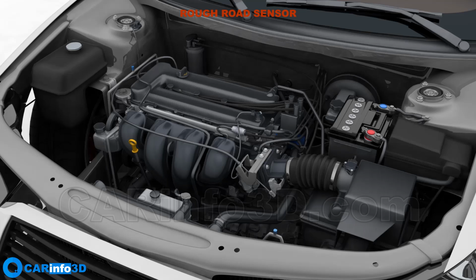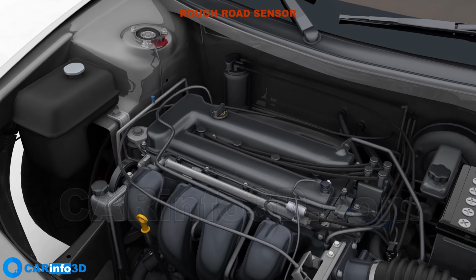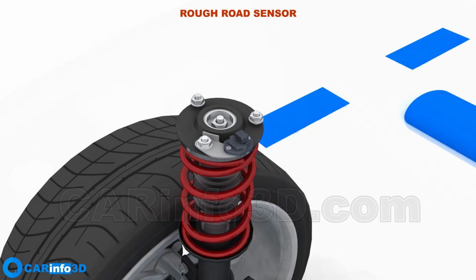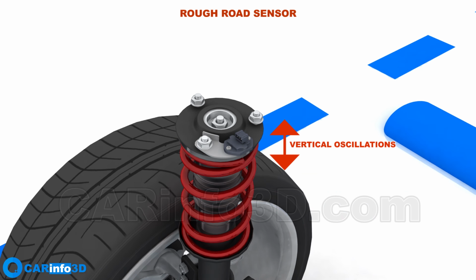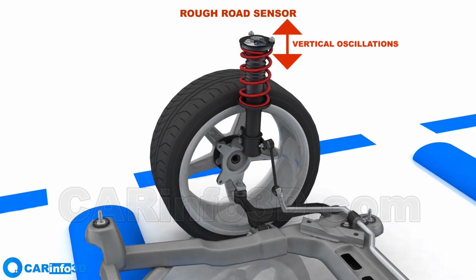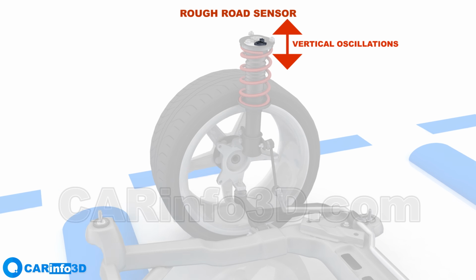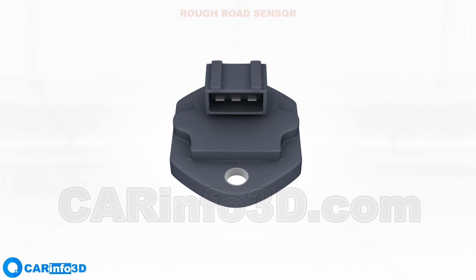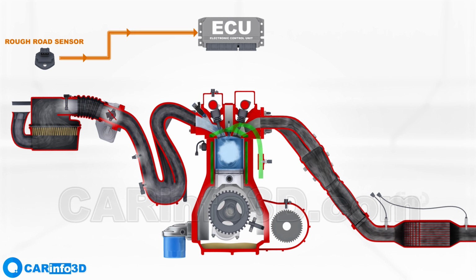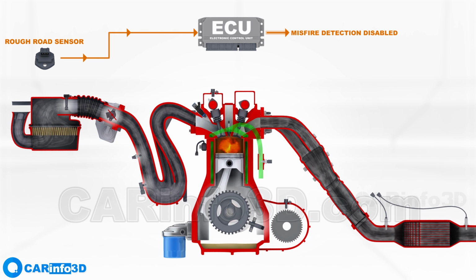The rough road sensor. It is often found on the body next to the shock absorber mount. The sensor detects vertical vibrations in the body, allowing it to recognize when the car is driving over rough terrain and report it to the ECU. This information is required to disable misfire diagnostics. Misfire is identified when the crankshaft rotates unevenly, which could be caused by a bumpy road.